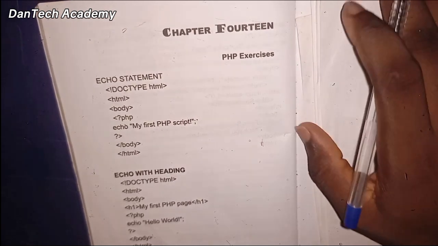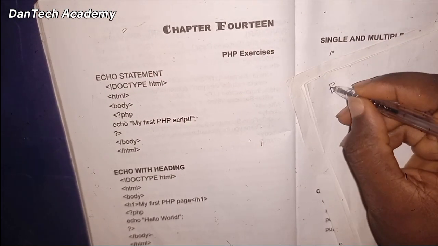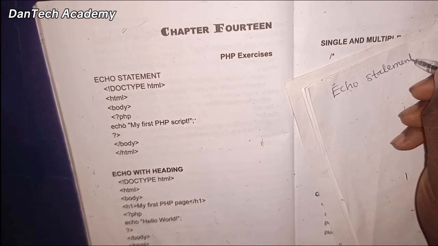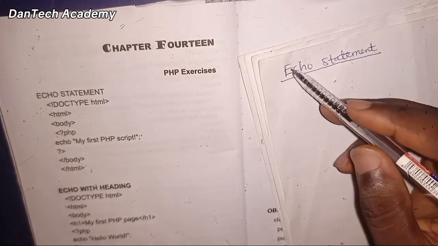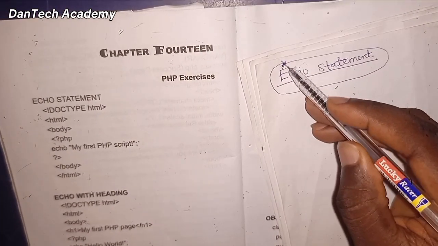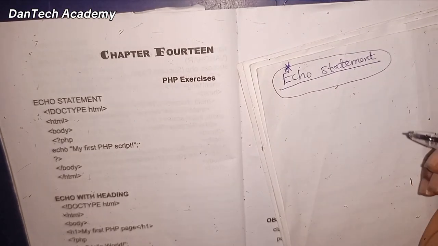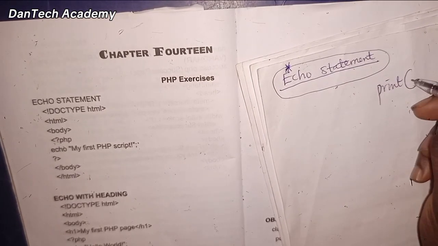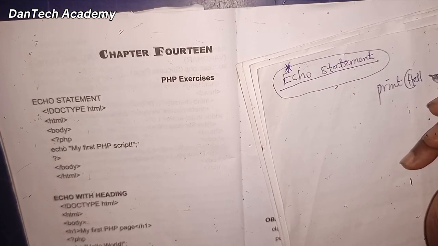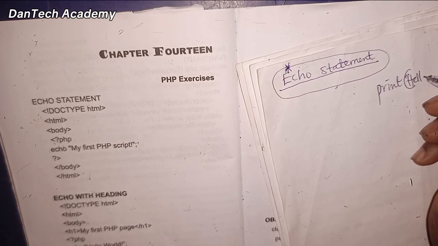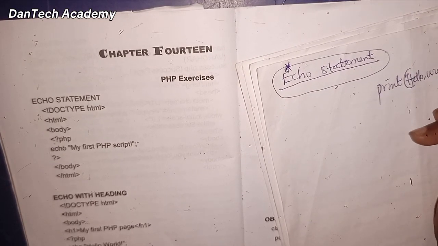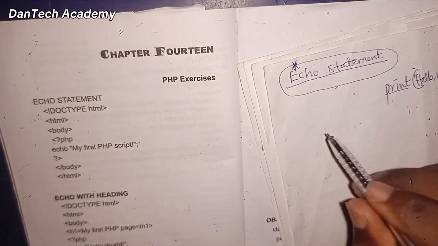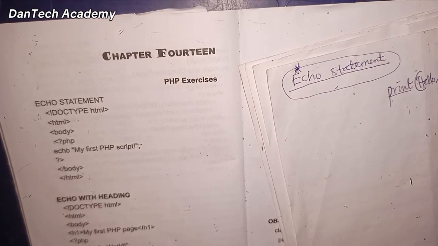So when we say echo statement, the echo statement is used for output. It's just like in Python, we use the word print. In Python, we use print for output. We use print hello. You get it now? But in PHP we did not use print. We use echo. Okay, so that is the difference.